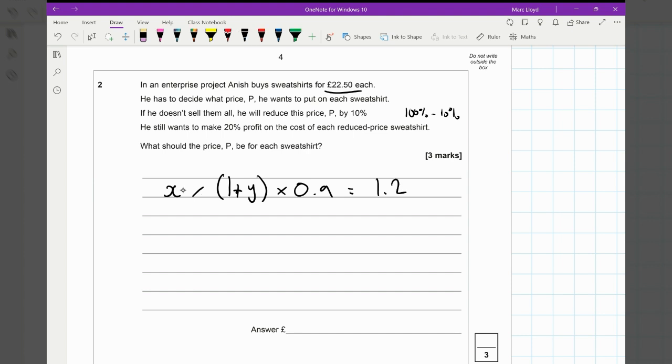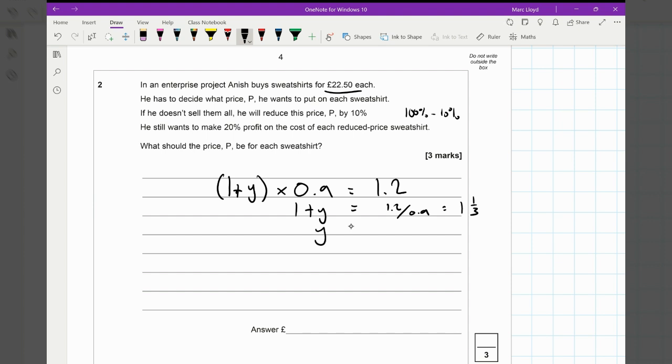Now, I can just get rid of this X bit. We're not going to look at that, because effectively if X was 100%, it's like multiplying by 1. So we get 1 plus y, times 0.9, equals 1.2. So 1 plus y is going to equal 1.2 divided by 0.9, and we can put that into the calculator. 1.2 divided by 0.9 gives me 1 1/3.